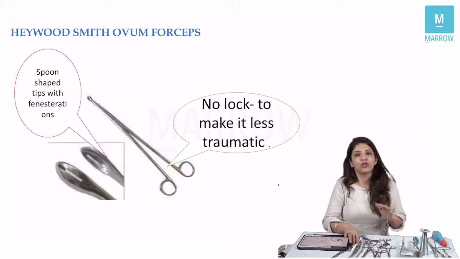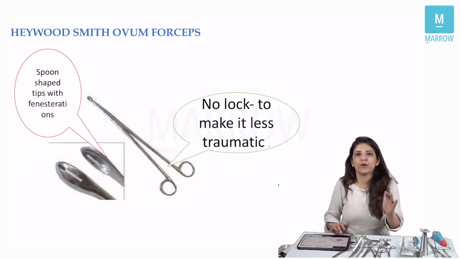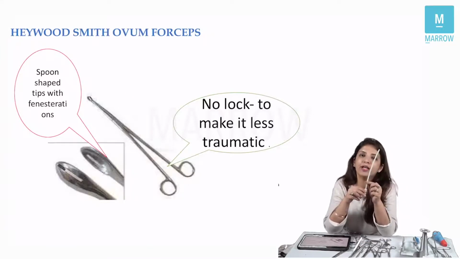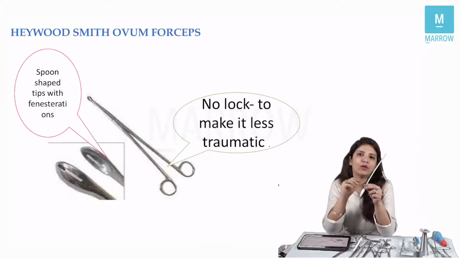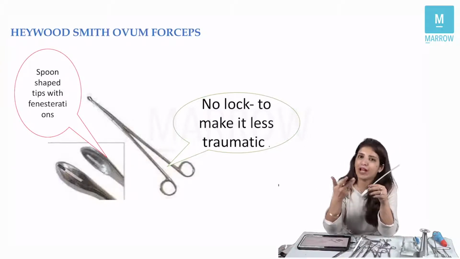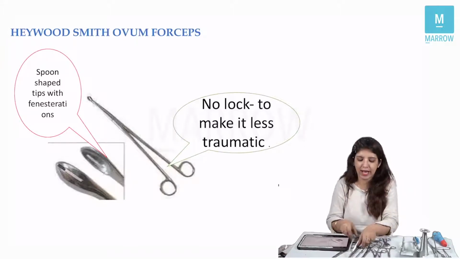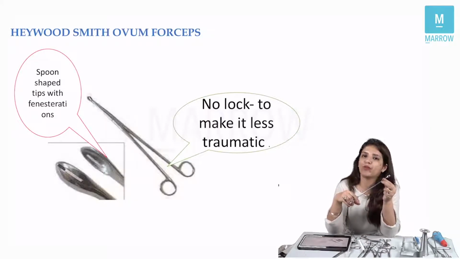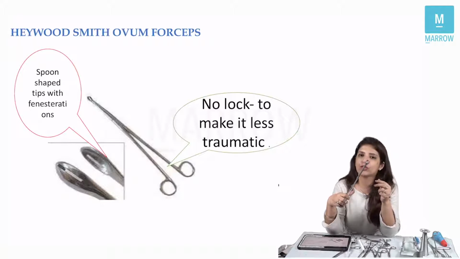Now, till 12 weeks we were doing suction evacuation with the help of a Carman cannula. After 12 weeks, if I have to remove the product of conception, if I have to do MTP, the method which I have is I can use a Haywood-Smith ovum forceps. For PG entrance students and FMG students, a simple ovum forceps is what you have to remember. For final year students, you have to remember the complete name, Haywood-Smith ovum forceps, right?